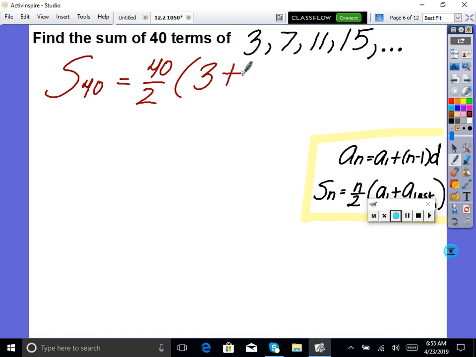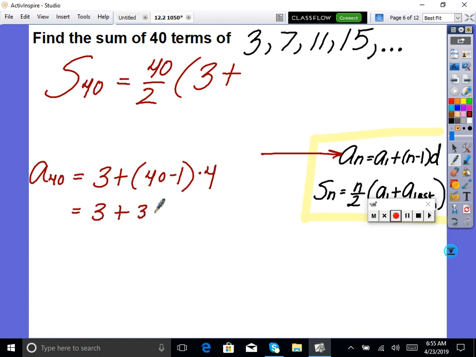We don't know it. Can we find it real quick? Yes, we're going to have to go off to the side and use this formula. We've got to find the 40th term. So we'd say a sub 40 is equal to a sub 1, which is 3, plus 40 minus 1 times the common difference. Isn't the common difference 4? So times 4. Now we'll calculate that. 3 plus 39 times 4. So what would that be?